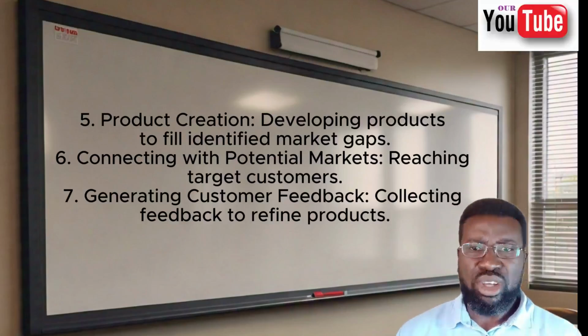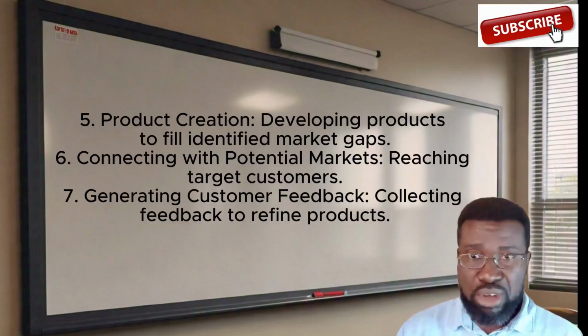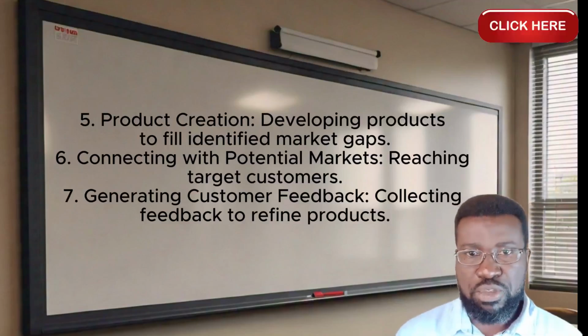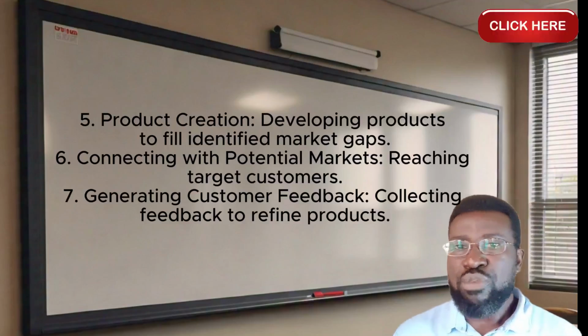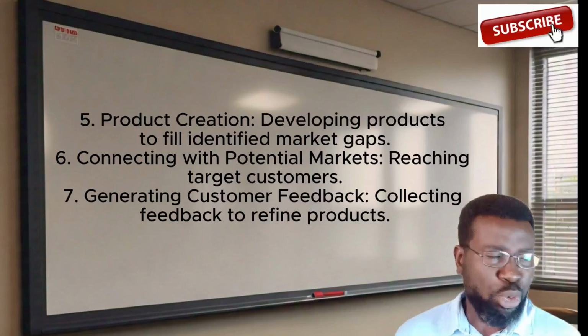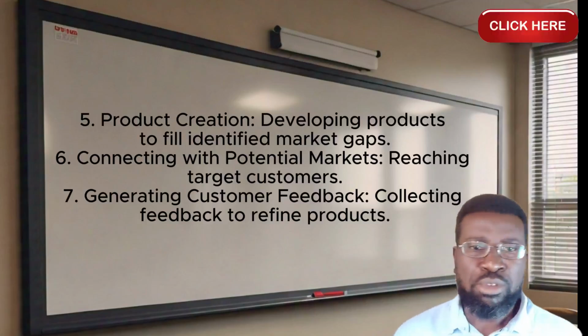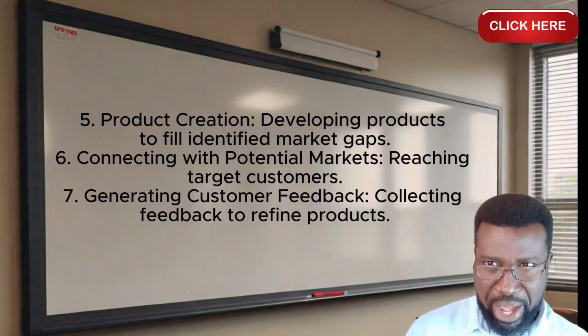Now, number six, which is connecting with the potential market, simply means reaching out to the target market, having gotten your product already, and that is going to help fulfill the customer need. And number seven is the generating of customer feedback. At this point, it simply means you are collecting feedback to refine your product for a refire.